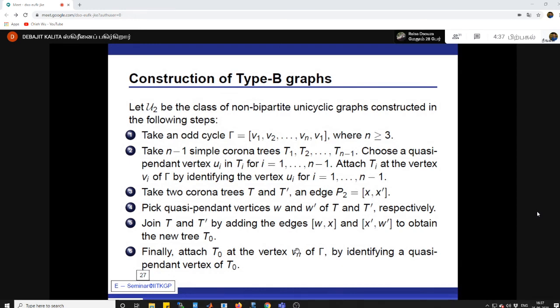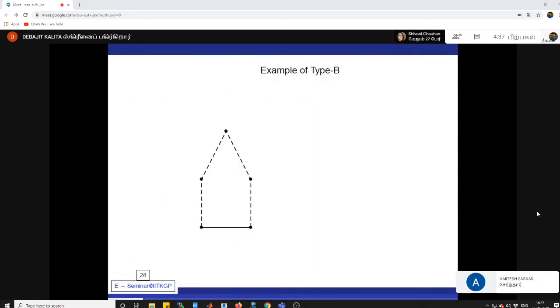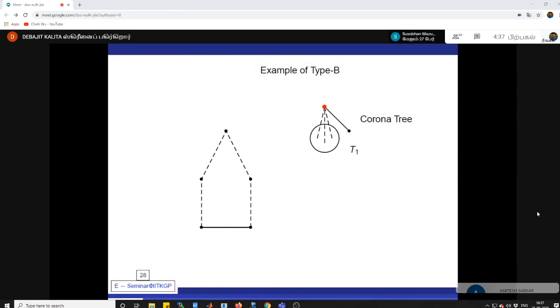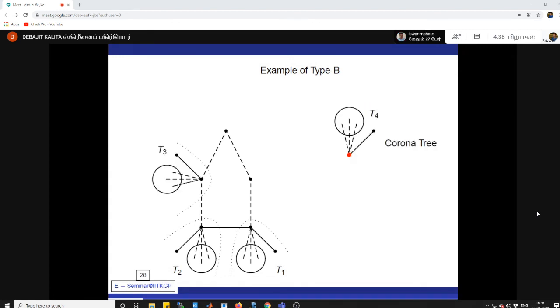So this is how we construct type B graphs. Just take an example. We take this cycle of length, say, 5, and we take a simple corona tree. A red dot is a quasi-pendant vertex, and we attach it to this vertex of the cycle. Then we attach another simple corona tree here. Then we attach another. So we will attach 4 corona trees like this.